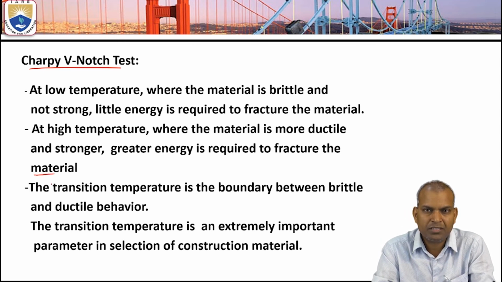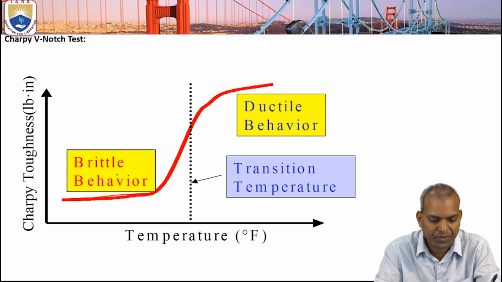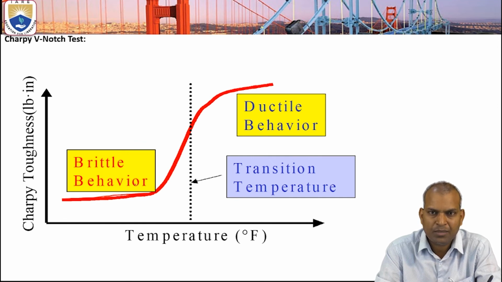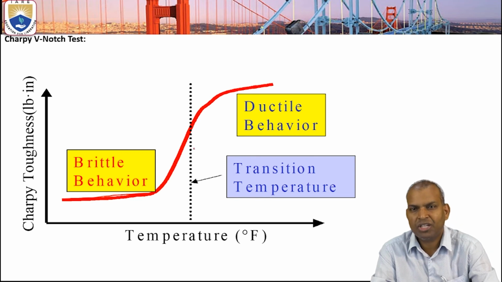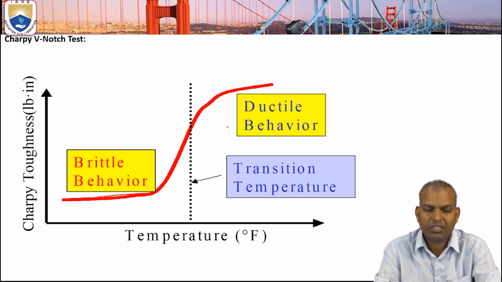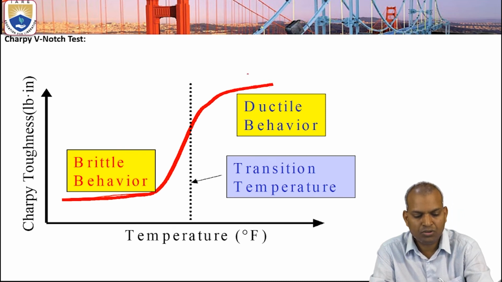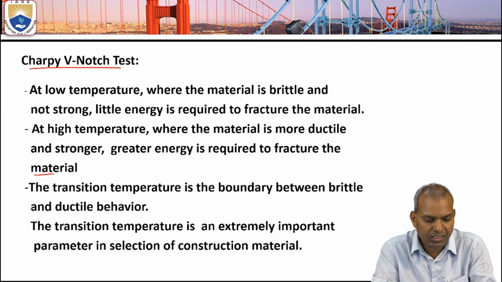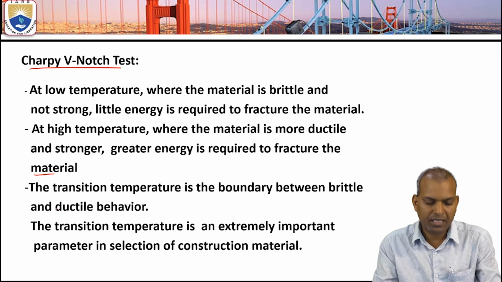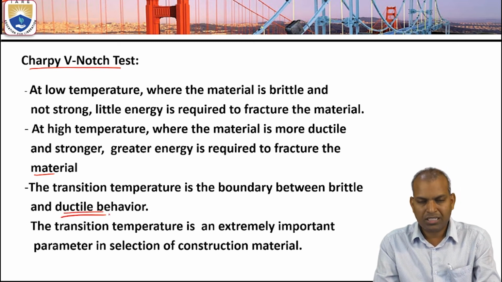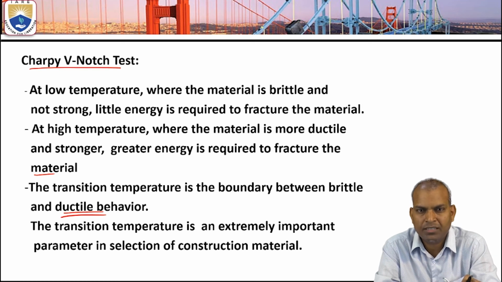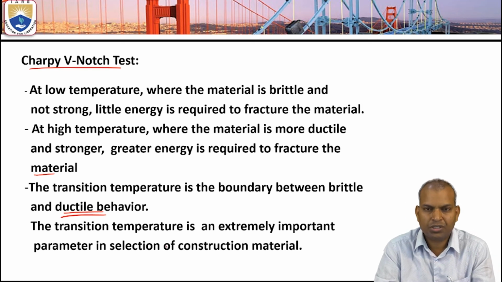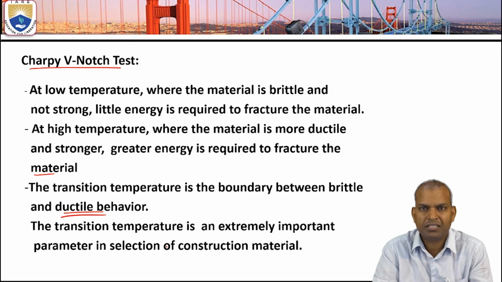So the transition temperature we are going to study, we are describing the diagram, the graph. At low temperatures, the material behaves as brittle with low strength. When temperature is increasing, the material behaves with more toughness, and more strength is required to fracture. The transition temperature is the boundary between brittle and ductile materials. So the transition temperature is a very important parameter in the selection of construction materials.